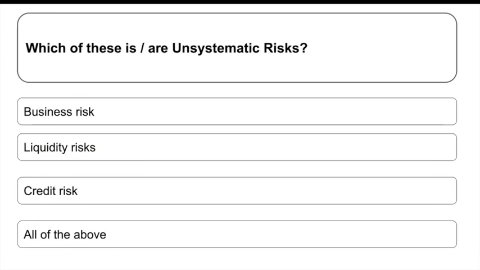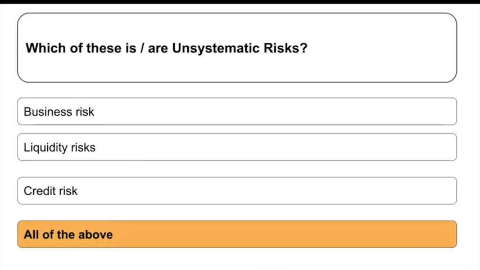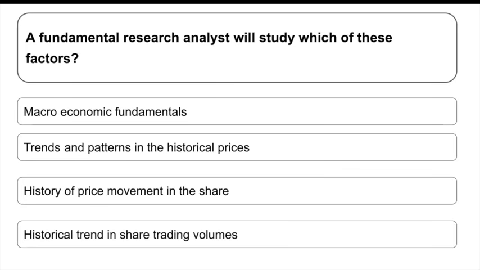Next question. Which of these are the unsystematic risk? So options are business risk, liquidity risk, credit risk and all of the above. So all of the above can be considered as unsystematic risk. The business risk, liquidity or credit, it cannot be determined in advance. So they will all fall under the unsystematic risk.